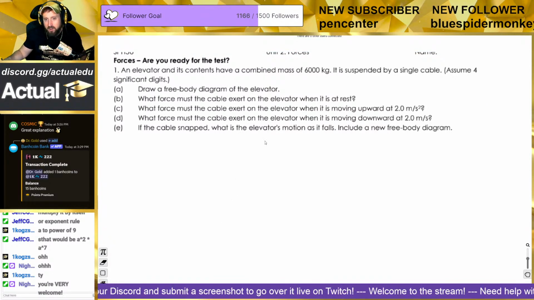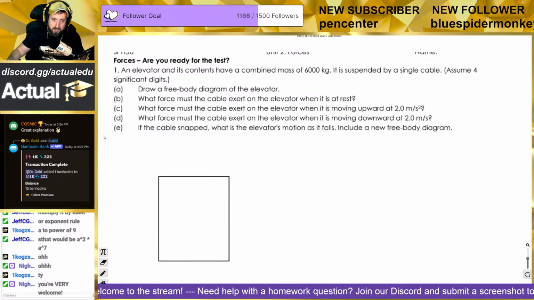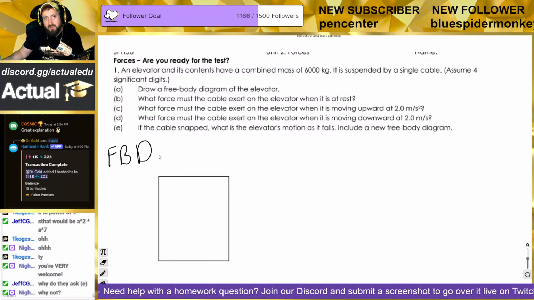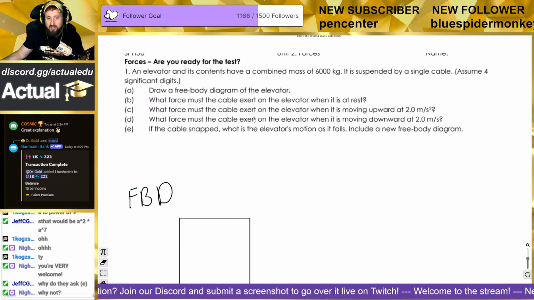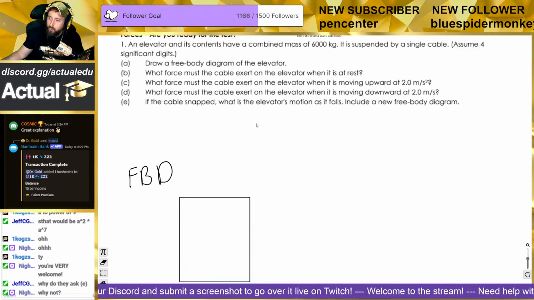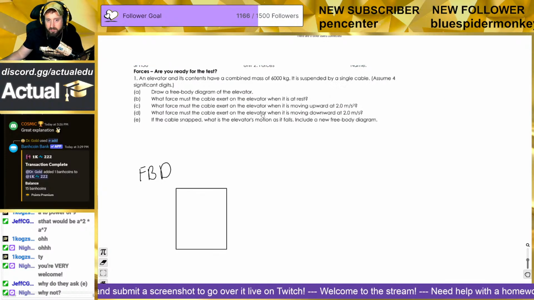An elevator and its contents have a combined mass of 6,000 kilograms. It is suspended by a single cable. Assume 4 sig figs. Draw a free body diagram of the elevator. Free body diagrams are great. We call this an FBD. Why do they ask for it? Because some students don't understand what the forces on something are when it's falling.